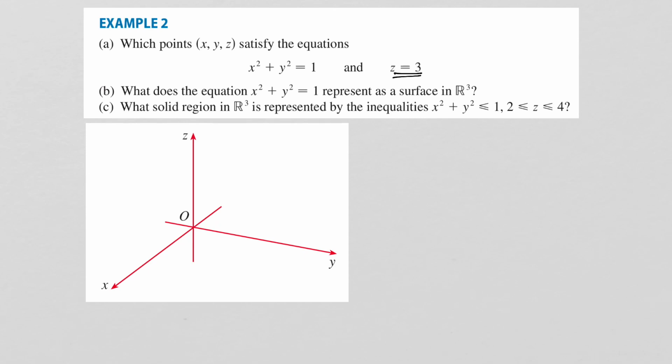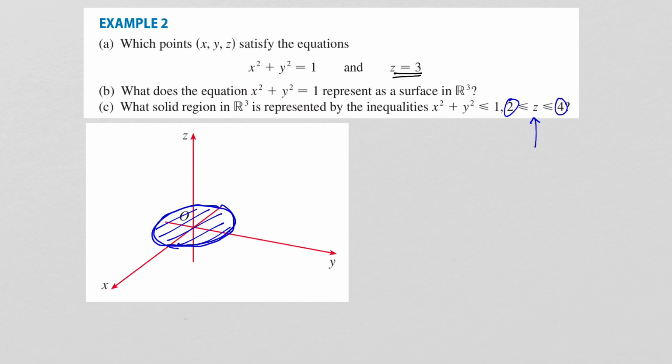And finally, what solid region in R3 is represented by the inequalities x squared plus y squared is less than or equal to 1, and z is in between 2 and 4. So x squared plus y squared less than or equal to 1 would be all the points, once again, on the unit circle in the xy plane, but now we're going to shade it in. Because if it's less than or equal to 1, it's all the points on that circle and also inside of that circle. But z has to be a number between 2 and 4.